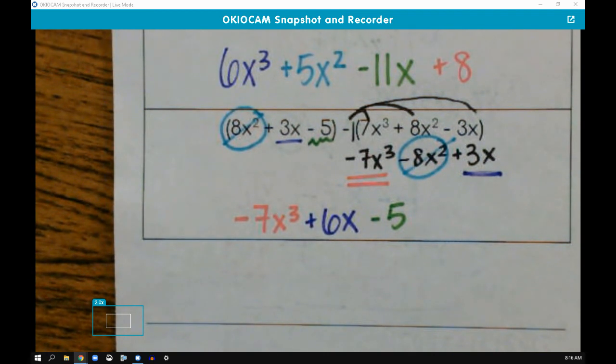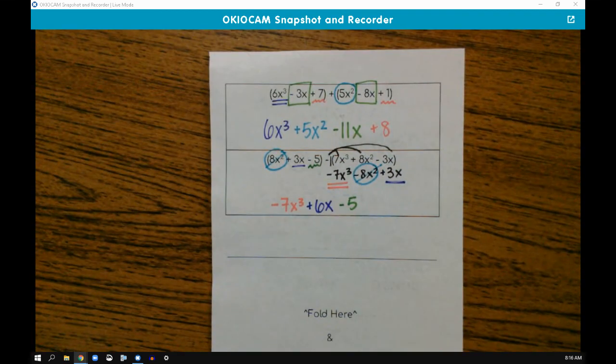Okay, any questions on these examples? Okay, I'm going to go ahead and stop the recording then, and then let's go ahead and glue these in, and then we'll get started on our assignment.